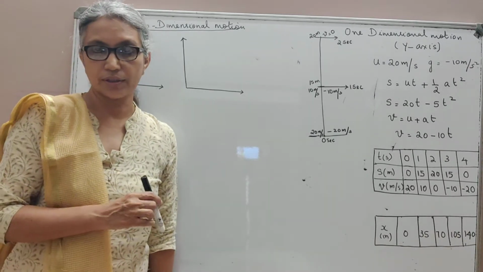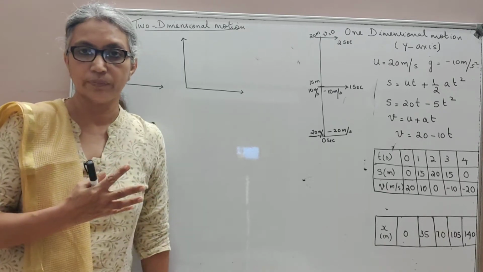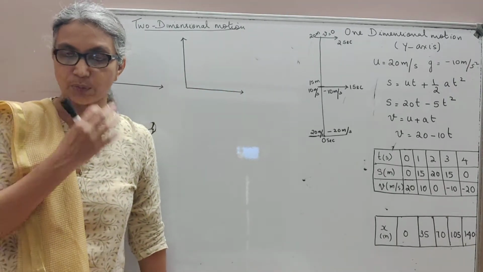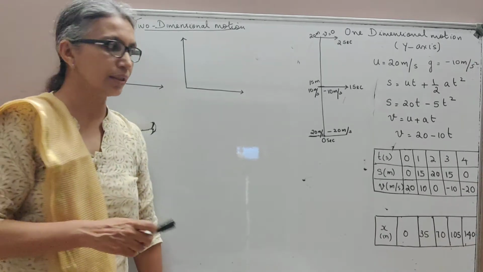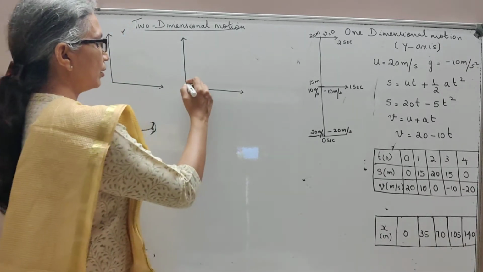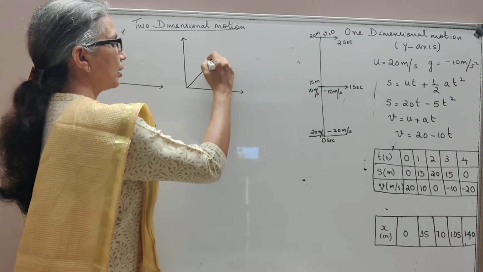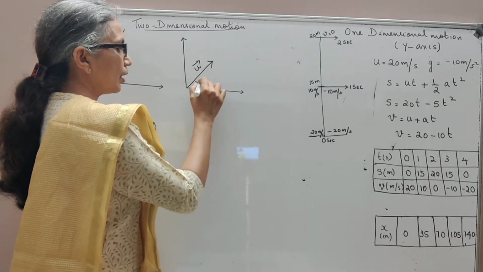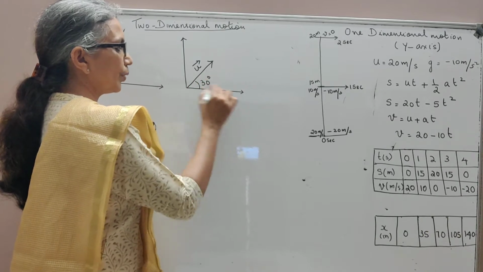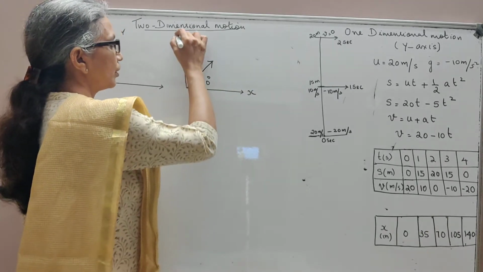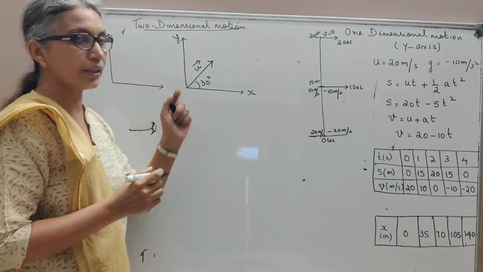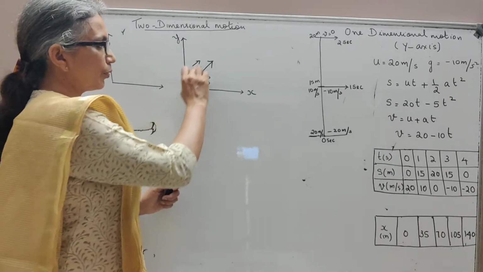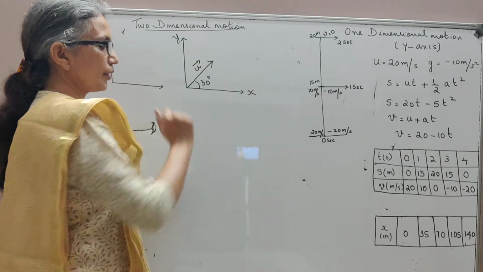Now suppose I were to project the same ball not in one dimensional motion, not along the y-axis, vertically up. Instead, I project the ball with an initial velocity u vector, making an angle of 30 degrees with the x-axis. So you will see that I have not projected the ball vertically up. Instead, I have projected it in a plane like this.